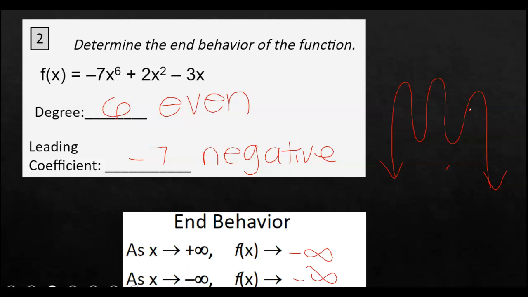The number of max and mins plus 1 is the degree. So 1, 2, 3, 4, 5, 6. The degree is 6. There are 5 max and mins. Yeah, okay. So it's just 1, 2. You count the sentence. No, you don't.